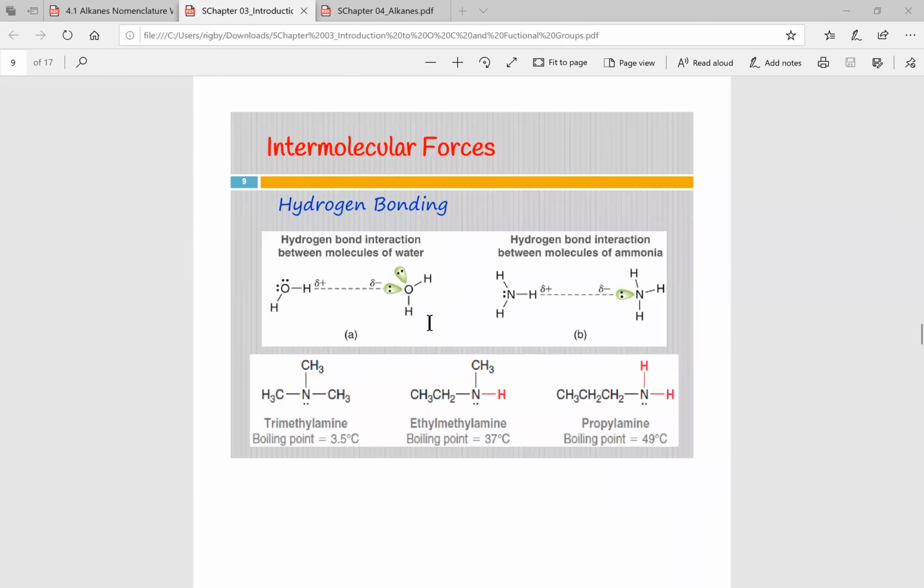So here we talk more about intermolecular forces. Again, here we can see the different boiling points. The more hydrogen bonding something has, the higher the boiling point. You can see here, this nitrogen has little to no hydrogen bonding. This nitrogen here has one hydrogen bond. This one has two hydrogen bonds. So this one's going to have the highest boiling point, then this one, then this one. Okay?